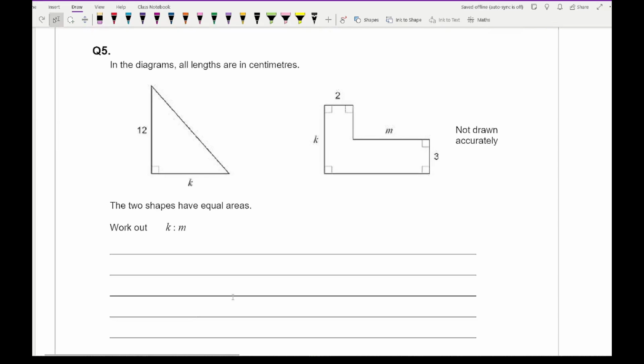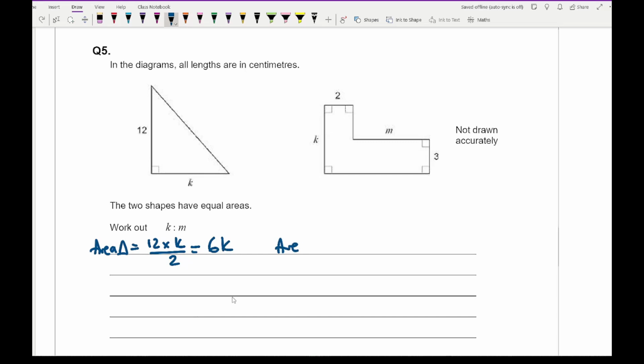Moving on to question 5, it says in the diagrams all lengths are in centimetres. The two shapes are equal areas. Work out the ratio of k to m. So first of all, let's work out the area of the triangle. Now to work out the area of the triangle, it's base times height divided by 2, so that's going to be 12 times k divided by 2, which is 6k.